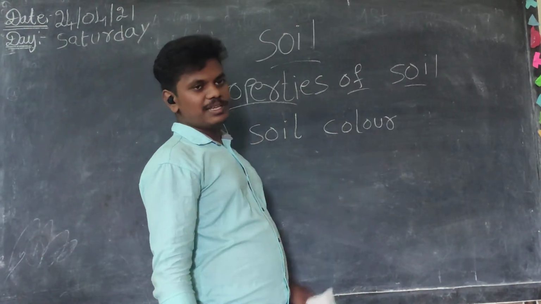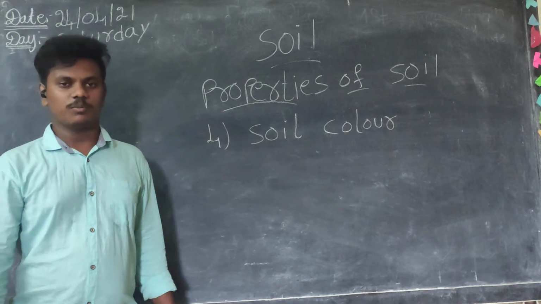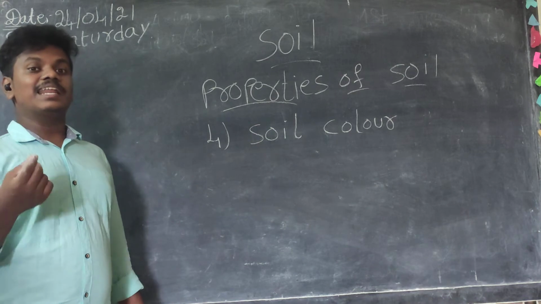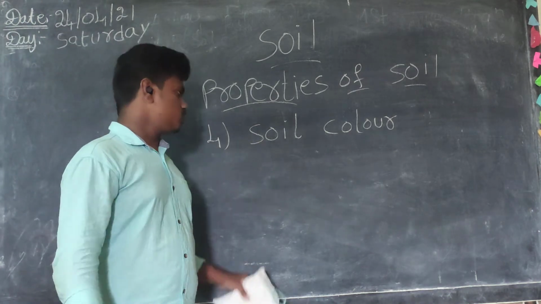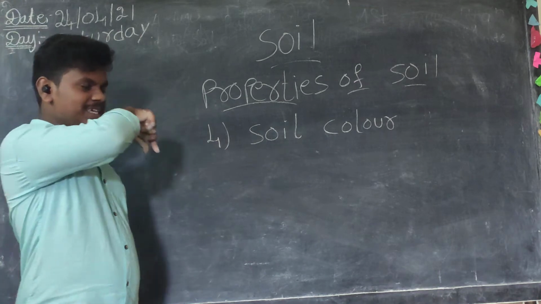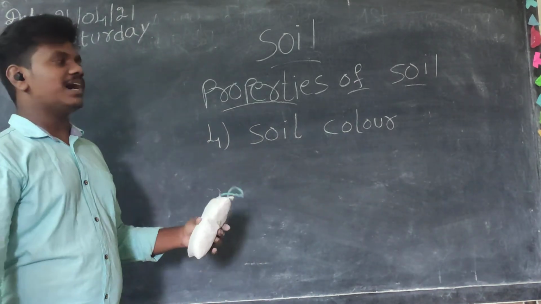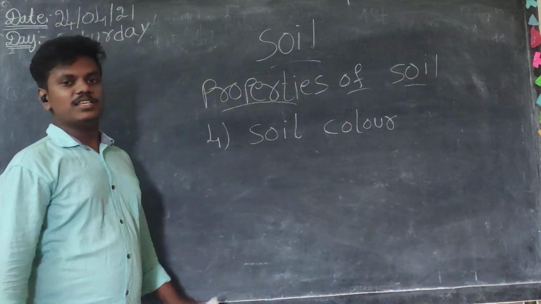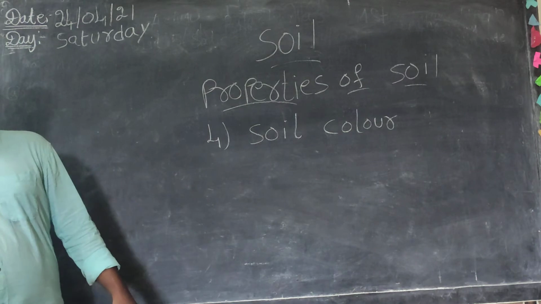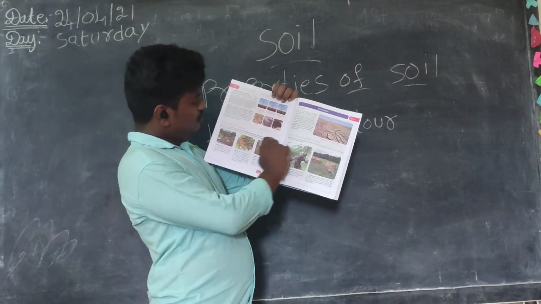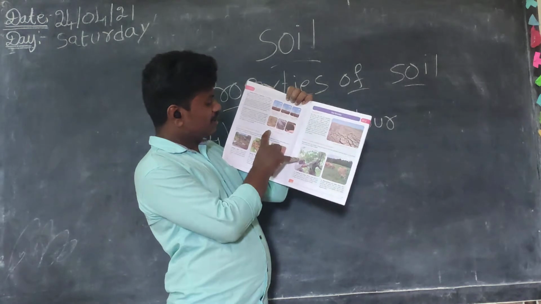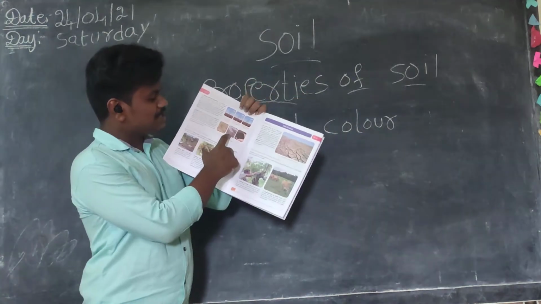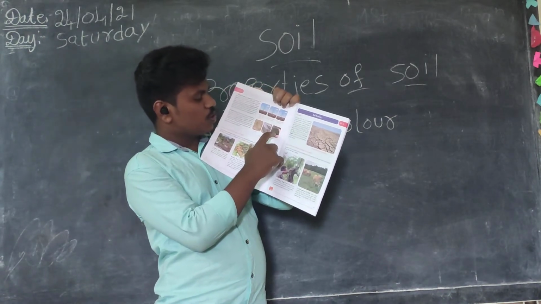Let's see. Soil color means, for example, clay soil is known. For example, we see clay soil first. It is gray in color, or cement in color. So by seeing the color of the soil, you can tell what type of soil it is. Clay soil is cement in color, sandy is light yellow, and loamy is brown in color. So these are the types of color of soil.